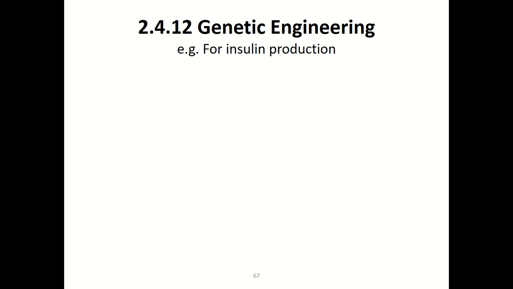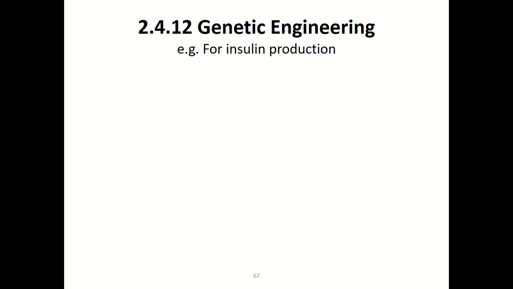So genetic engineering is the taking of a piece of DNA, usually a gene, from one organism and adding the genetic material to another organism. So genetic engineering is defined as a process that modifies the genome of an organism to introduce a desirable characteristic.